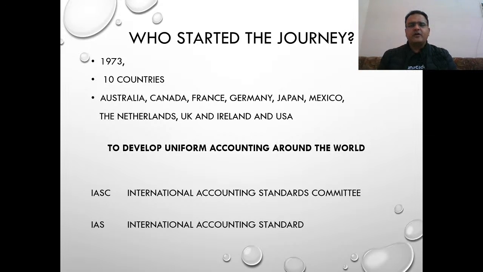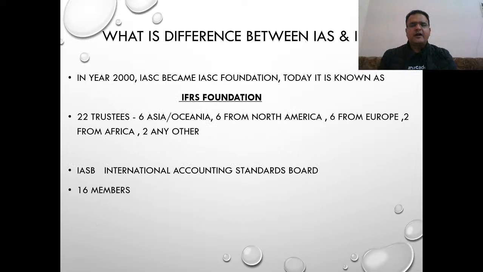The intention was to develop uniform accounting standards around the world so that accounting is similar, on the same lines globally. So a committee was formed known as the International Accounting Standards Committee, and they coined a word, IAS, International Accounting Standard. They started issuing standards in the name of IAS 1, IAS 2, IAS 3. So the difference between IAS and IFRS is simply that the standards issued before the year 2000 are known as IAS, and the standards issued after 2000 are known as IFRS. The International Accounting Standards Committee became the IASC Foundation in the year 2001, and they established a new body known as the International Accounting Standards Board, which is known as IASB.